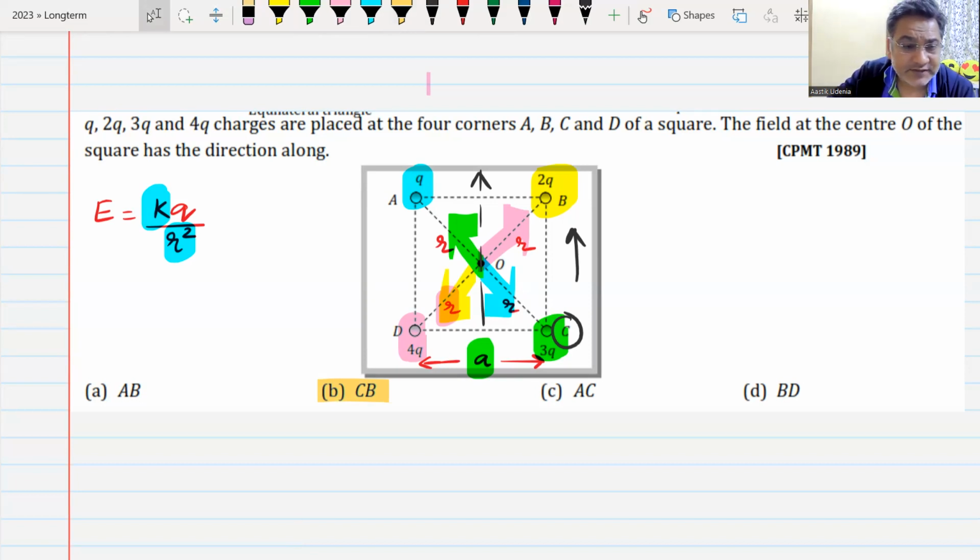Have we understood this? Yes or no? Yes, sir. Pakka? Yes, sir. Okay. And I'll give you one question for you to calculate.